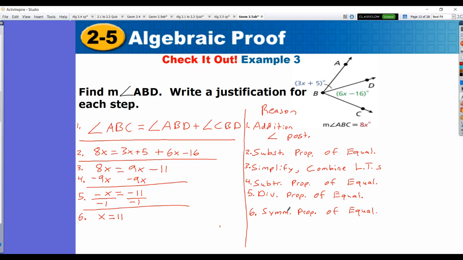Then I'm down to x equals 11, and that gets me the symmetric property of equality. Basically it says if x equals 11, then 11 equals x. That's the extra step in there.